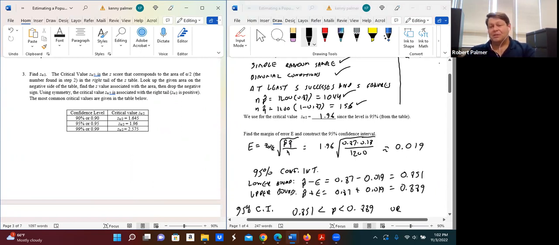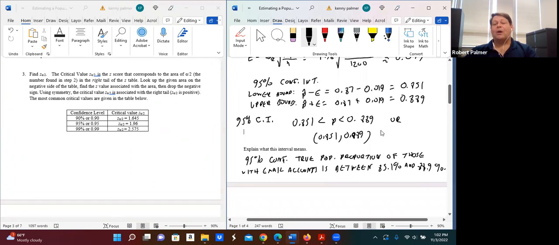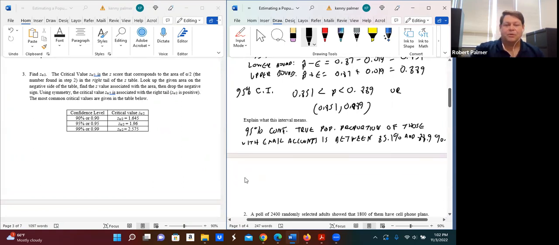So if you want more confidence that the true value is actually within your interval, you have to have a wider interval. So you have more uncertainty. That's a trade-off. Okay, let's take a look at another example.